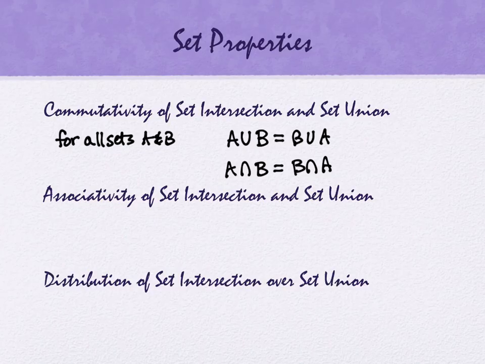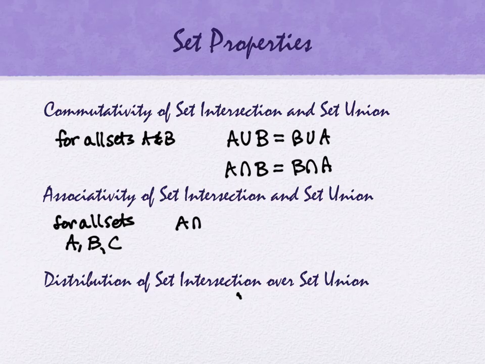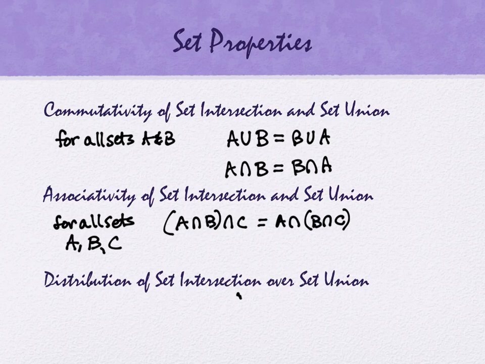Associative is the next one. Again, this is true for all sets, but we're going to need 3 of them now, so A, B, and C. And it looks like the following. If we do the intersection of A and B with the intersection of C, I could have done the intersection of B and C first and then intersected it with A. And the same is true for unions. So A union B union C is A union B union C.